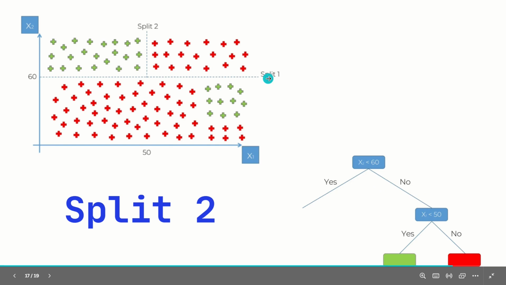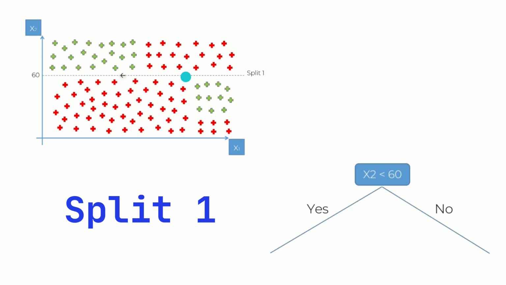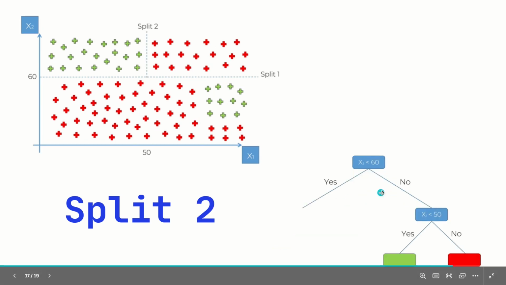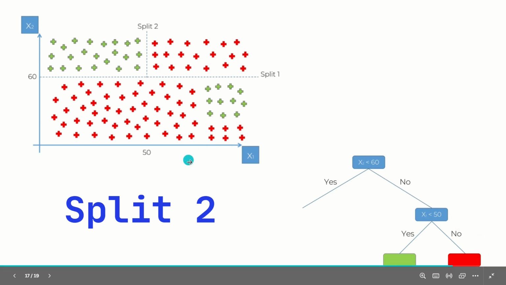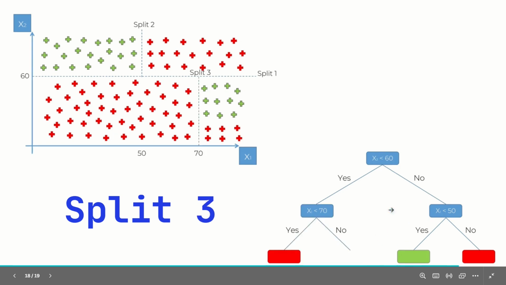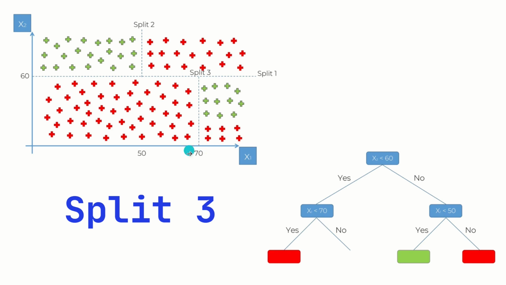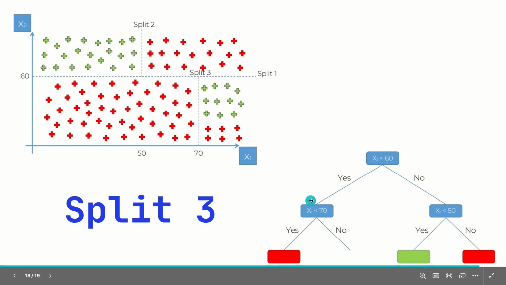I'm repeating again. With the first split at x2 equal to 60, we have two possibilities, yes and no. After the second split, with this no branch, less than 50 we have green, and more than 50 we have the red. It means we are able to achieve the leaf node with split 2 on the right side. Moving further, with split 3, where we have x1 equal to 70, again it's the 70th position. You can see we again have two cases available, yes and no.